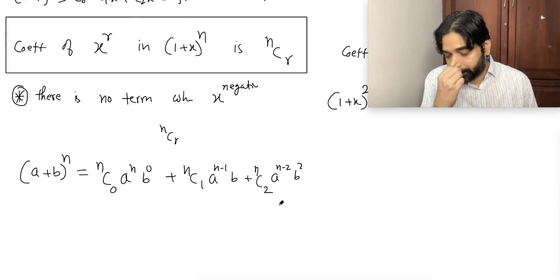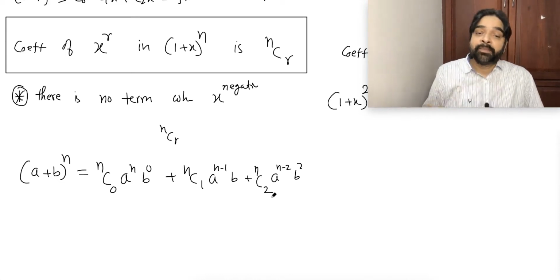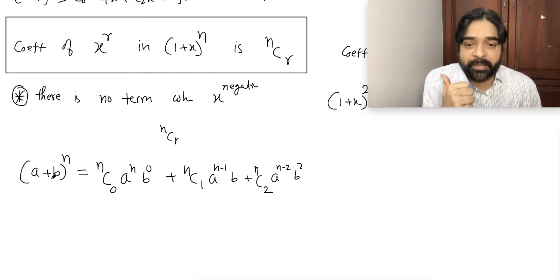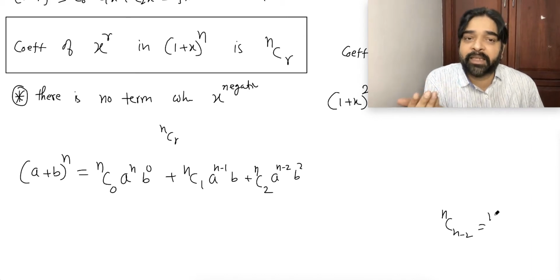That option will be nC2. You may ask, why nC2, sir? Because in how many ways can b select 2 objects? Or in how many ways can a select n minus 2 objects? A will select n minus 2 objects in nC(n-2) ways. This is nothing but nC2.